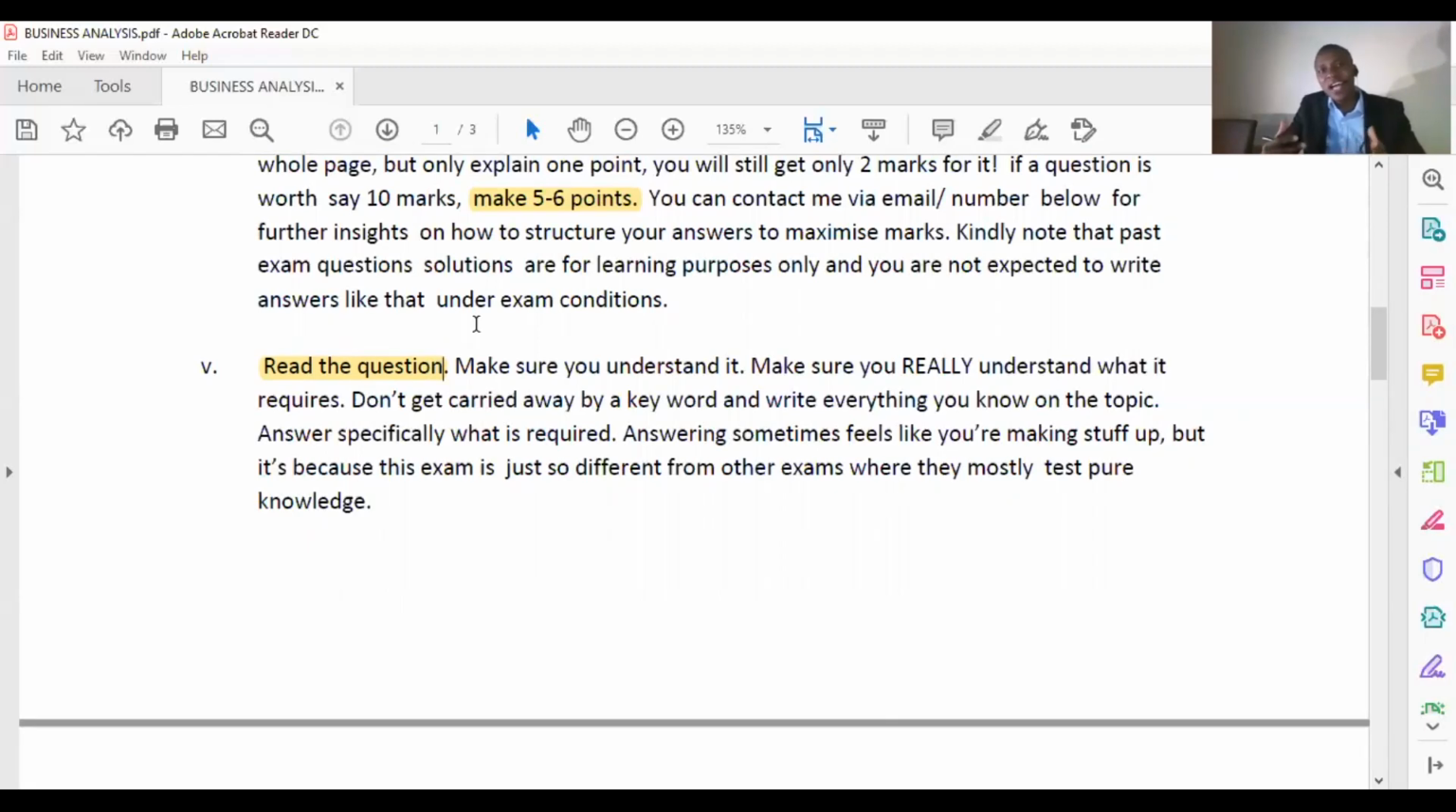So, answering, I want to mention that sometimes you'll be shocked in this exam because sometimes you'll be giving answers that make you feel like you're just making things up. You see? But this is because this exam, my friends, is so different from other exams where mostly they test pure knowledge. This exam, they don't test knowledge. It is not a memory test. It is an exam where the examiner focuses on your mental faculties.